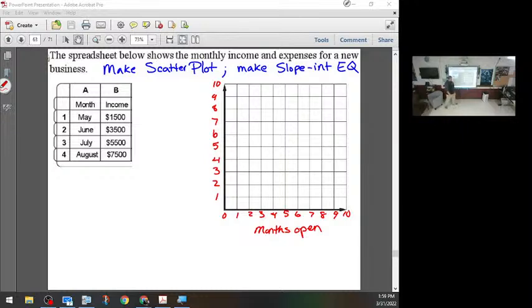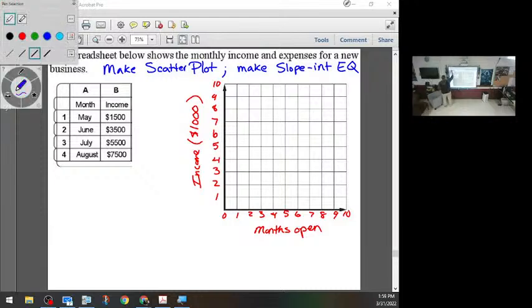How can I have just the numbers 1 through 10 up there, but label it in such a way that it works? That's it. I'm going to say income in thousands. Okay. I'll go ahead and plot my points.